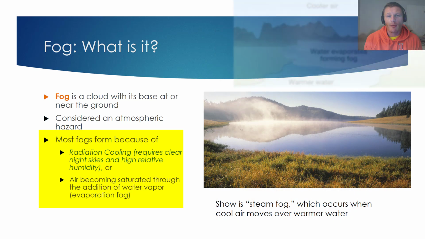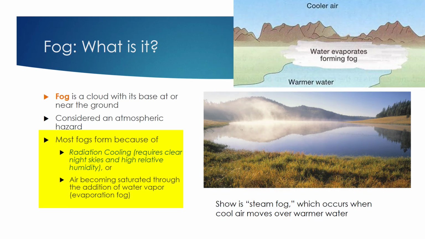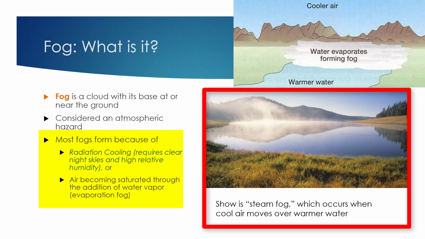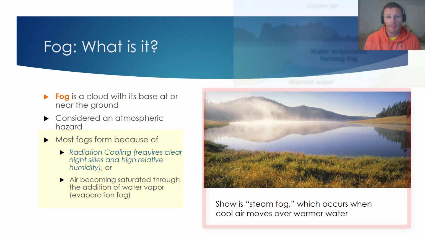Now the other way that fogs can form is if air becomes saturated through the addition of water vapor. And this particular process is what's known as evaporation fog. Shown on this slide is a really pretty picture of what's known as steam fog, and steam fog occurs when cool air moves over warmer water. Steam fog is most common on crisp, clear autumn mornings because the water is still relatively warm, whereas the surrounding air can be quite chilly.